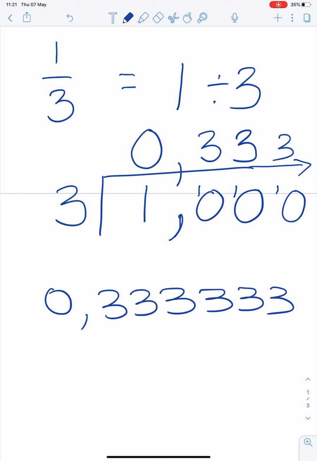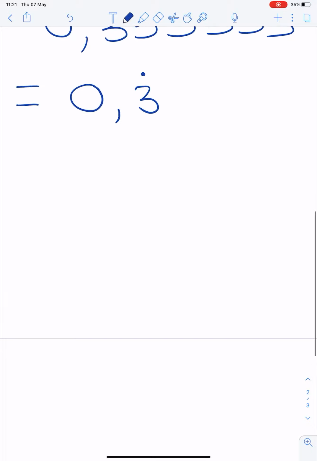We've done this before. How do we show that a number is repeated? We will say 0,3 with the dot on top, which means that the 3 is repeated. It is a recurring dot. Let's look at another one.